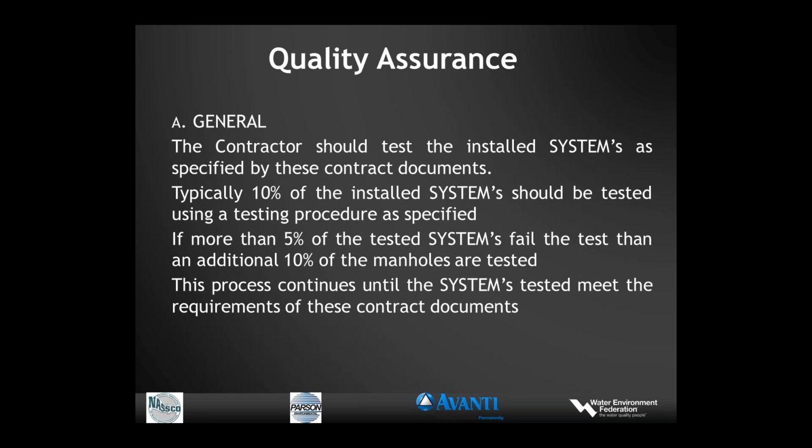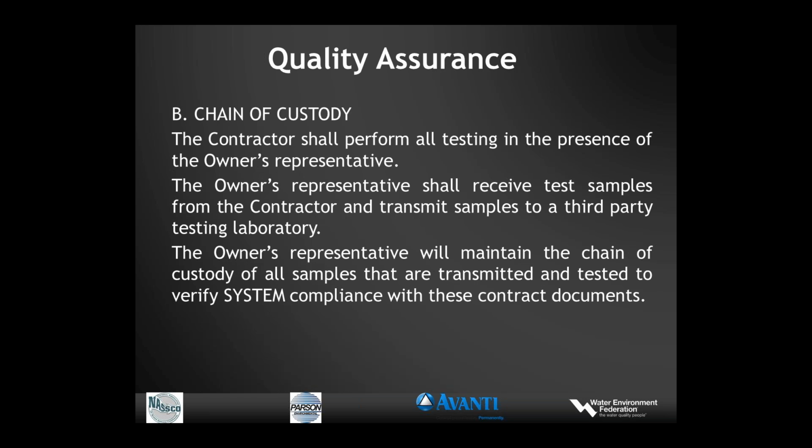And then there are other tests. So for each of the systems that are installed, there are specific processes that require quality assurance, and these are described in general in the specifications. We also recommend in the specifications a chain of custody, where the contractor can perform the tests in the presence of the owner's representative, or the owner can essentially do the testing. It's most common where an inspector will witness and be in the presence of the contractor while the test is being done, and then properly document that.